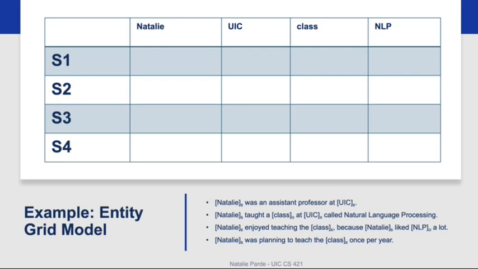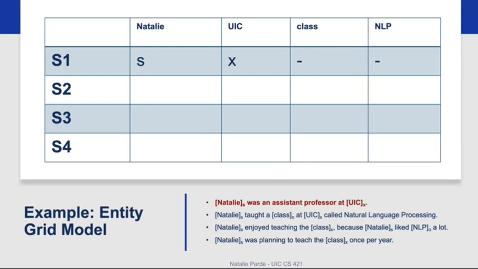Natalie taught a class at UIC called Natural Language Processing. Natalie enjoyed teaching the class because Natalie liked NLP a lot. Natalie was planning to teach the class once per year. We create an empty grid containing 4 rows, one for each sentence, and a column for each entity contained in those 4 sentences.